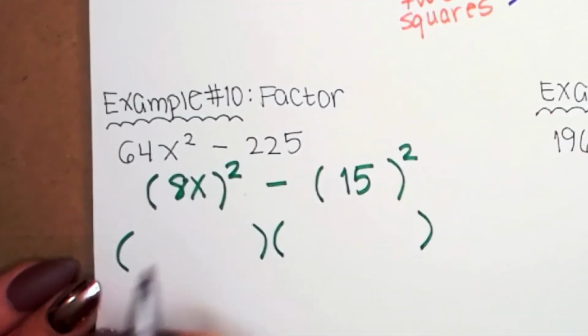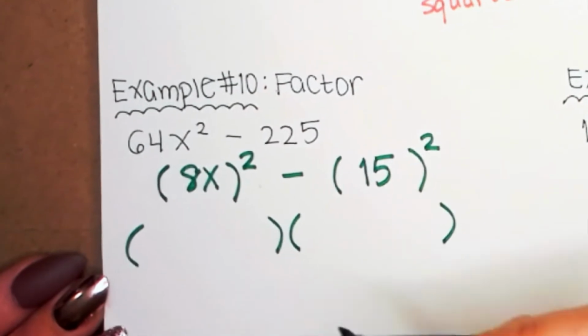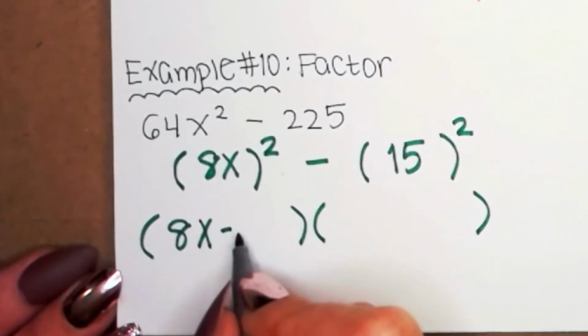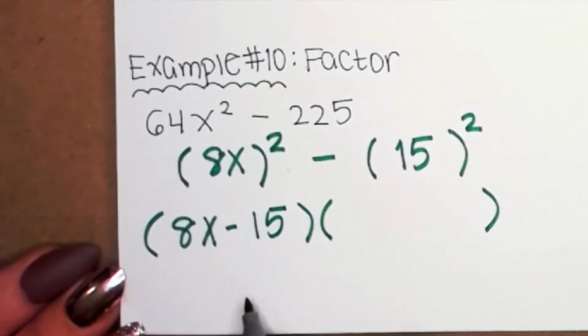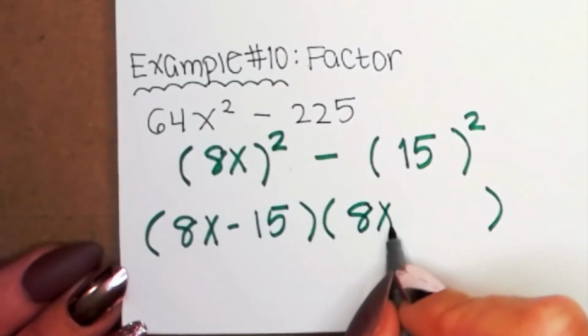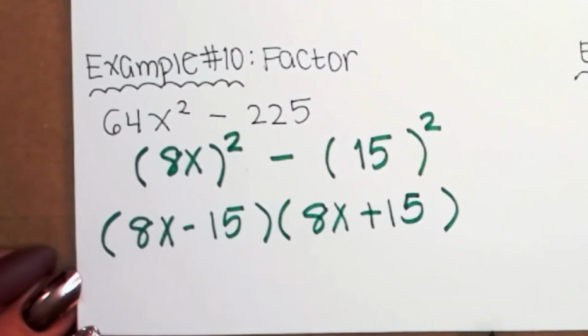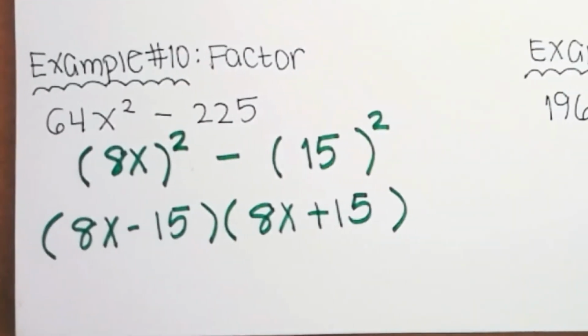Next, similar to the little cubes, we're going to take those 2's and toss them to the side. Our first parenthesis is just 8x minus 15, and the other one is just going to be 8x plus 15. I haven't really come up with a clever story for this. That's all I got so far.